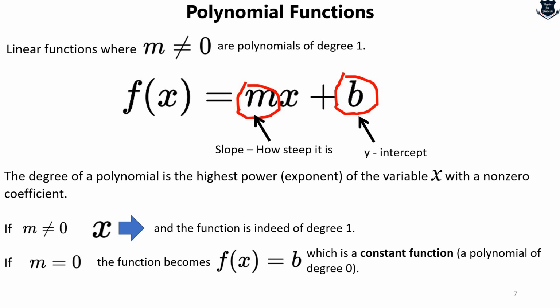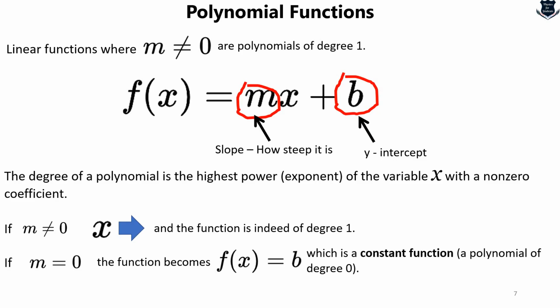So from here, what we can understand is that a linear function with m not equal to 0 is called a polynomial of degree 1, because it contains an x term raised to the first power and has a non-zero coefficient m. So this is what a linear function is, the exponent, and what it means.